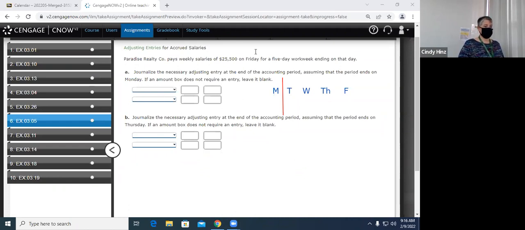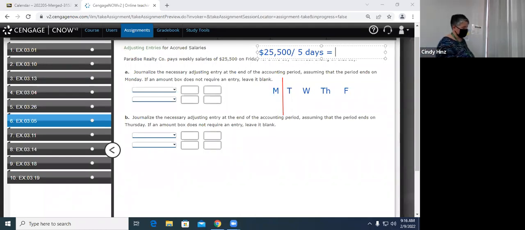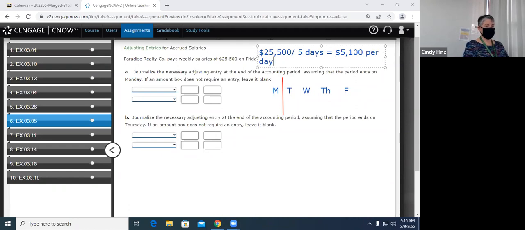Well, we're told that the weekly salaries are $25,500. So how much would that be per day? Excuse me, grab my calculator. Not that I really need a calculator for this number, but probably will for an upcoming calculation. Does everyone agree with that? If we're paying our employees $25,500 for a 5-day work week, that is equivalent to $5,100 per day.